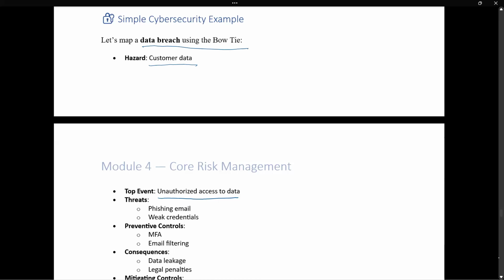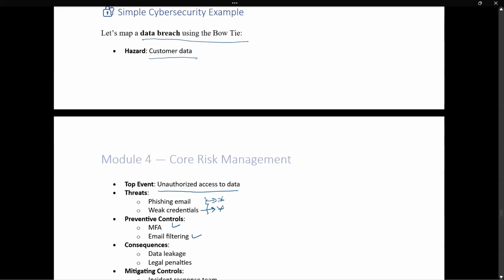What is the threat? Phishing email. Maybe somebody is sending a phishing email. Weak credentials. Maybe somebody is able to steal the credentials. Preventive controls are multi-factor authentication, because if you have this, weak credentials will be nullified. Email filtering: if you have email filtering, the phishing email would be nullified.